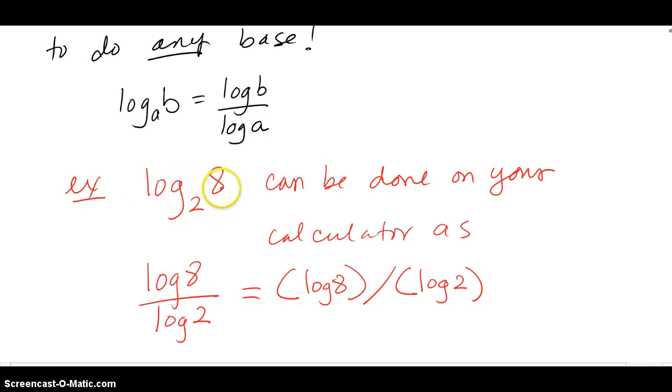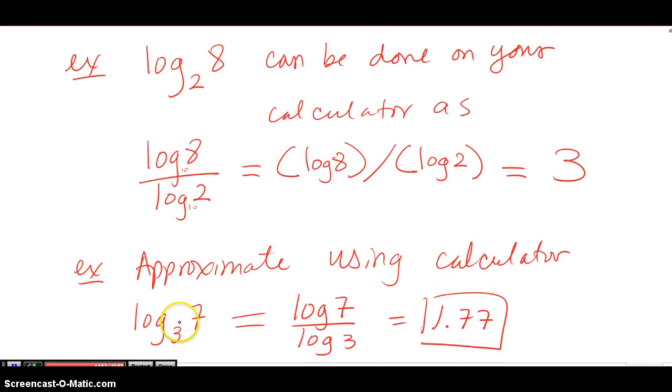For example, log base 2 of 8 can be done on your calculator by just pushing log of 8 over log of 2, meaning using the base 10 on your calculator. If you punch it in, you'll see that it spits out a 3, because to get from 2 to 8, I would need an exponent of 3. So any base you want to use on your calculator is fine as long as you have the ratio of the two in base 10. So if I want to approximate using my calculator, I just have to do log of 7 over log of 3, and I have the approximation.